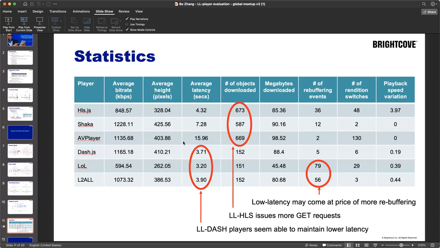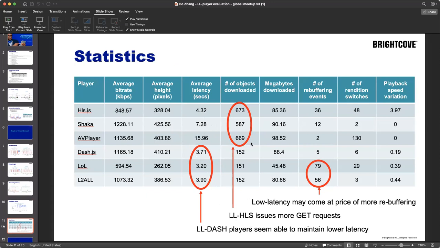And next we look at the statistics. Latency-wise, the Dash players seem to be able to maintain lower latencies than HLS players. LoL and L2A have lower latencies, 3.2 and 3.9 seconds, while Dash.js also has 3.771. So latency is much lower for DASH than HLS while playing in low latency mode.